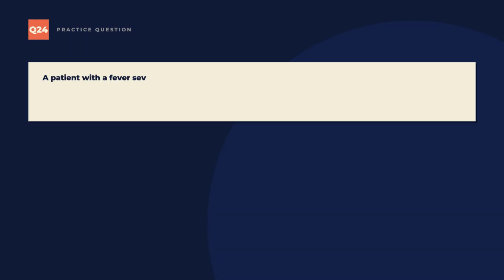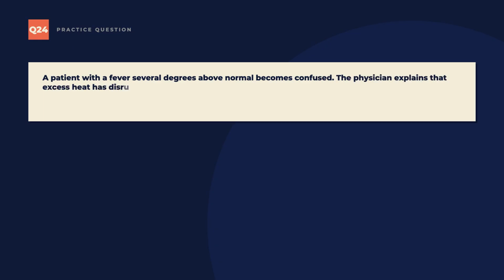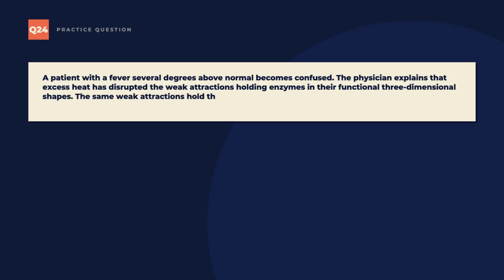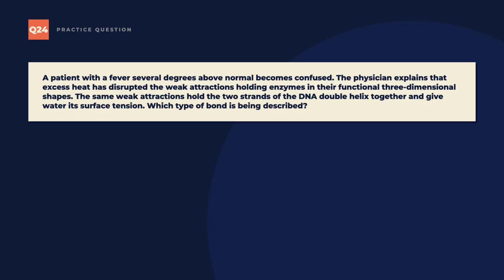Question 24. A patient with a fever several degrees above normal becomes confused. The physician explains that excess heat has disrupted the weak attractions holding enzymes in their functional 3-dimensional shapes. The same weak attractions hold the 2 strands of the DNA double helix together and give water its surface tension. Which type of bond is being described?